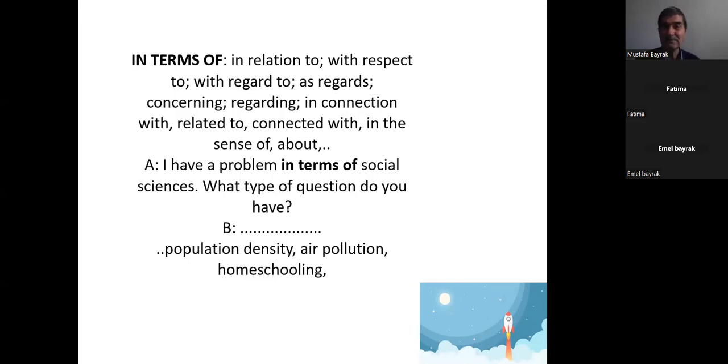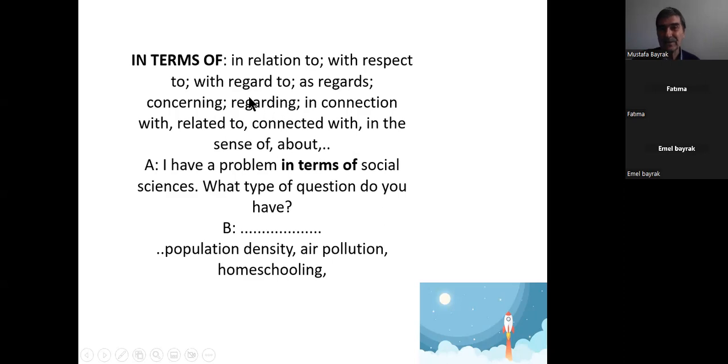I have a problem in terms of social sciences. What type of question do you have? I have a question in relation to, in terms of, with respect to, with regard to population density. Or connected with. I have a question connected with air pollution. I have a question in the sense of homeschooling, or just about is enough.